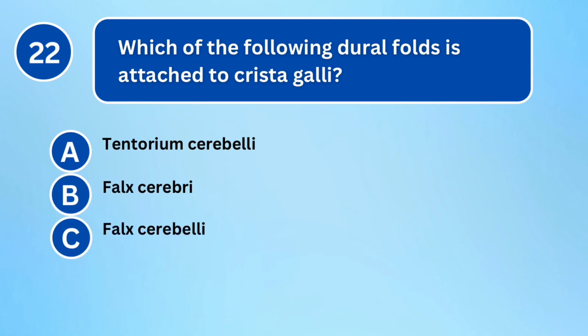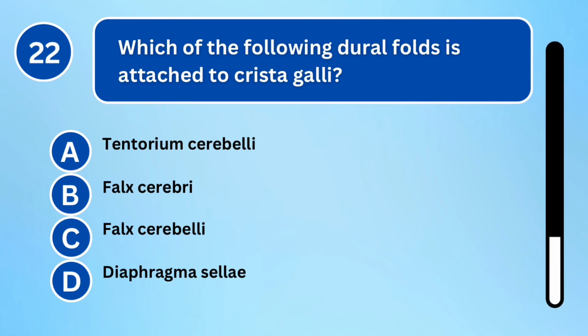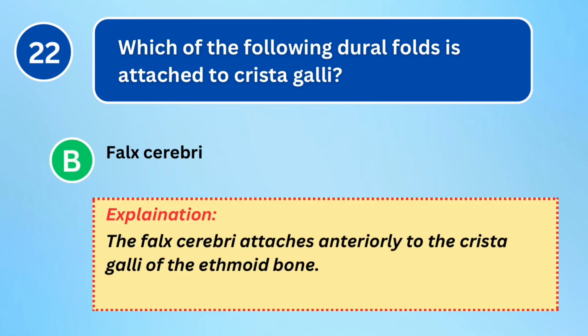Which of the following dural folds is attached to Crista galli? A. Tentorium cerebelli, B. Falx cerebri, C. Falx cerebelli, D. Diaphragma sellae. Correct answer is B. Falx cerebri.